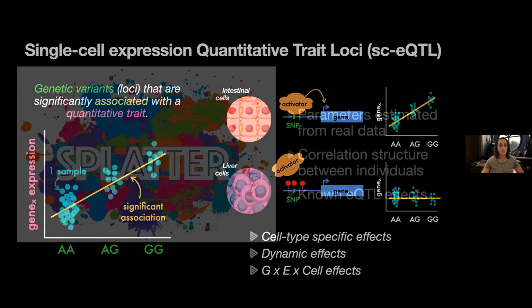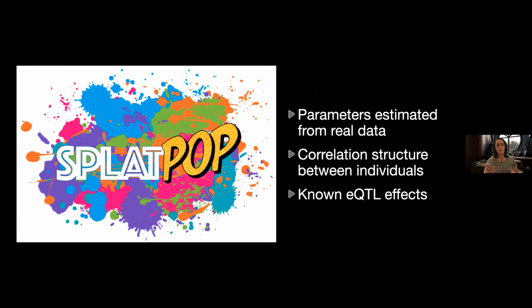So this is what motivated us to develop SplatPop, which is an extension of the SPLAT model that allows you to simulate single cell eQTL data, or sorry, single cell expression data for an entire population.